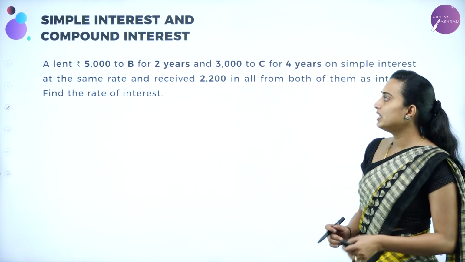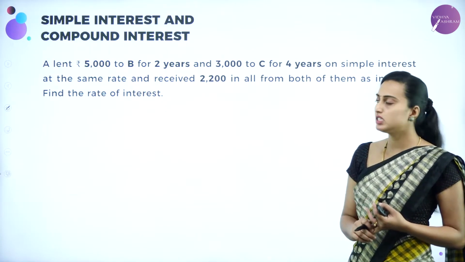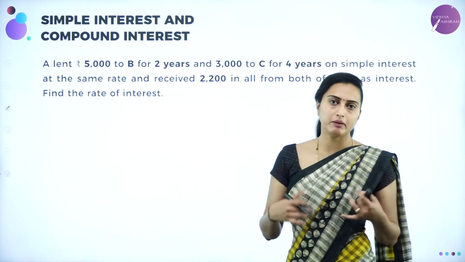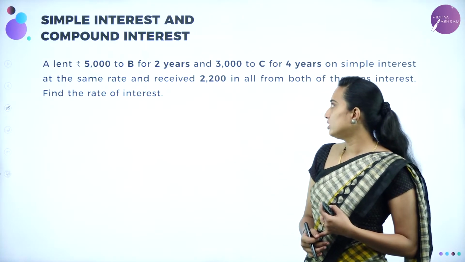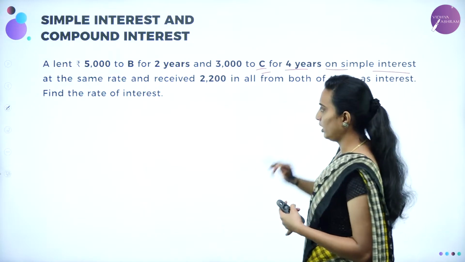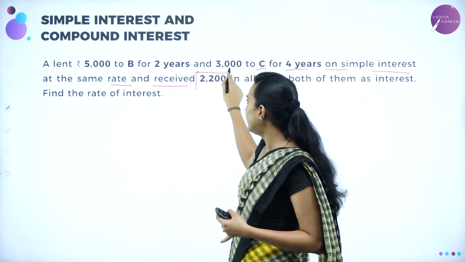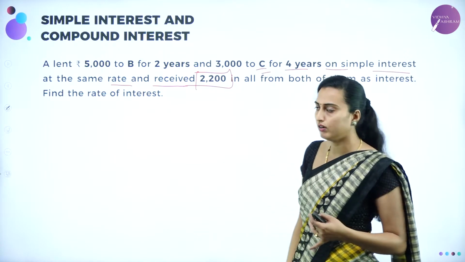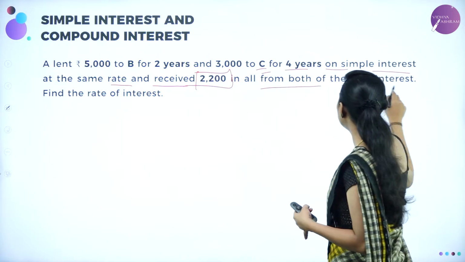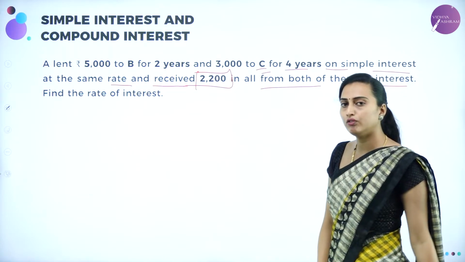A lent rupees 5,000 to B for 2 years. Okay, that means a principal amount they have given to B for 2 years. B can be any person. T is nothing but 2 years, and 3,000 to C for 4 years on simple interest at the same rate and received 2,200. So received what? 2,200 is the given amount of the interest in all, from both of them as an interest. They have received such interest. Find the rate of interest. You need to find out the R.